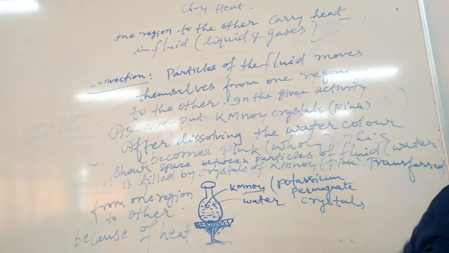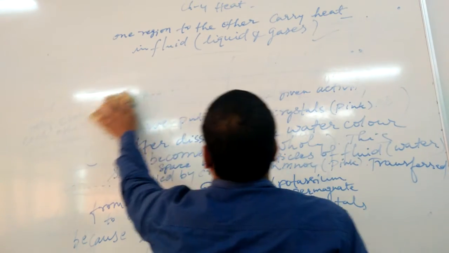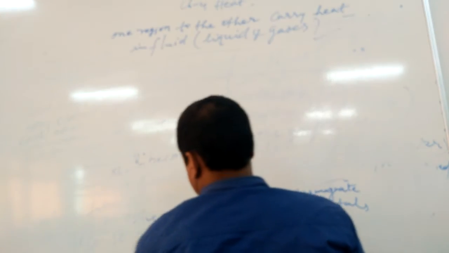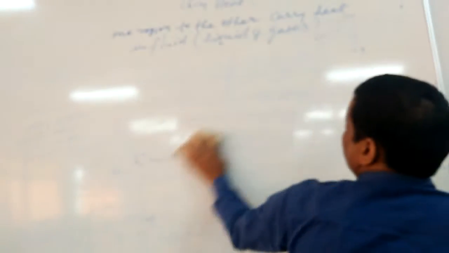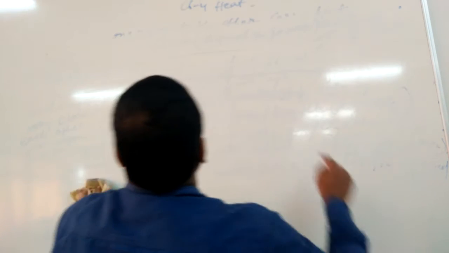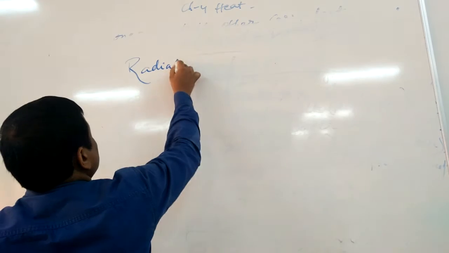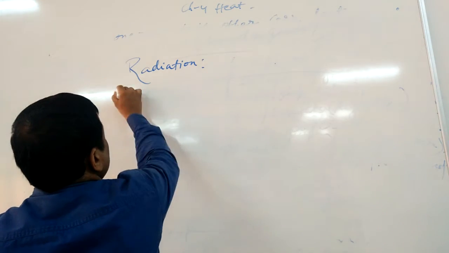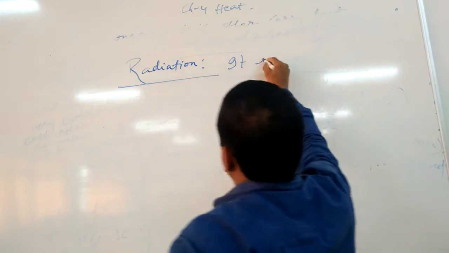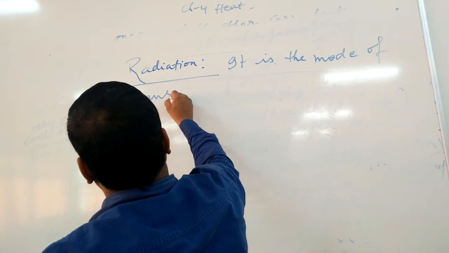Last here, radiation. What do you mean by the term radiation? A mode of transfer of heat. How does it take place? Give one example. Just see. Radiation. If anyone asks, radiation is the mode of transfer of heat.